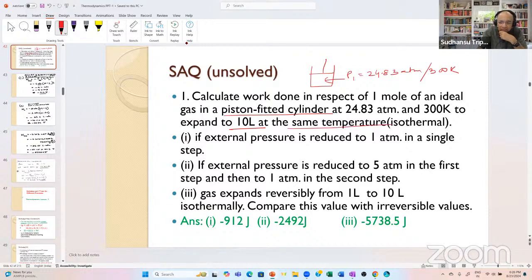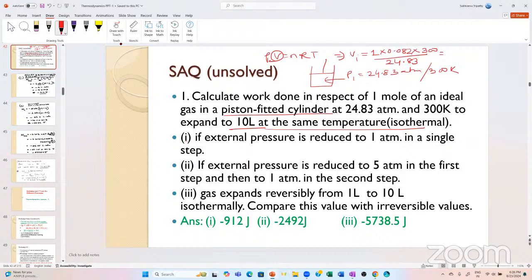At the same temperature, this is isothermal, that means. So first of all, find the initial volume, that is very much required here. Use PV = nRT to find the initial volume. So V initial will be equal to nRT by P. n is 1 mole, R is 0.082, temperature is 300, the pressure was very high, 24.83. So what is the volume? Be quick in your calculation.